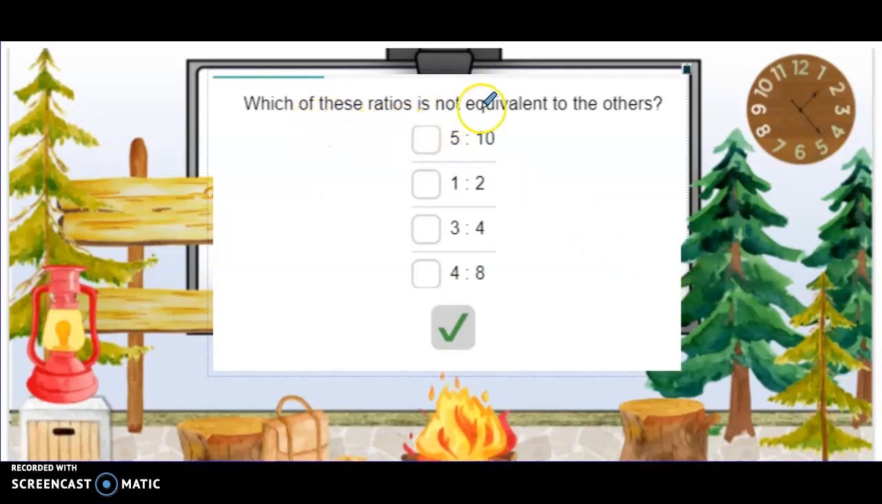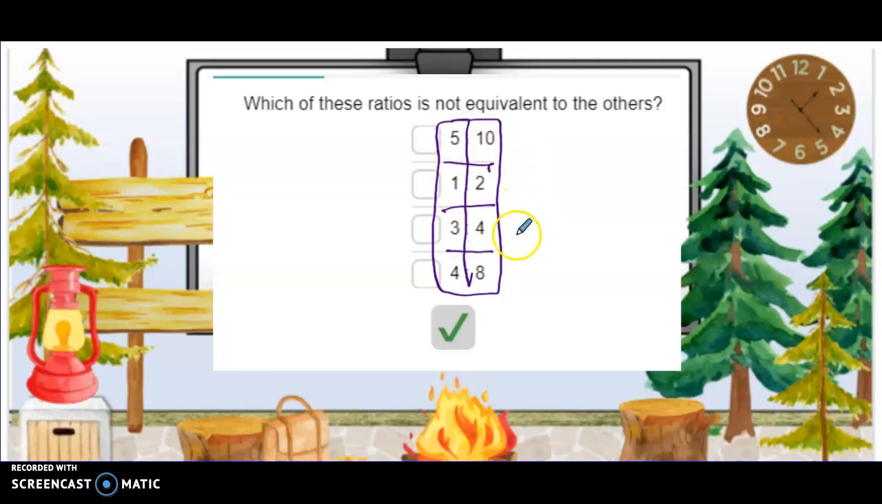Which of these ratios is not equivalent to the others? Okay, so a couple of strategies here. You could look at this as a ratio table, like we did in our first couple of units, and see if there's a consistent pattern. You could find the basic ratio, and I'm going to pick this row that has 1, and the greatest common factor is 1. And then the other one is 2 because 1 is the first number.